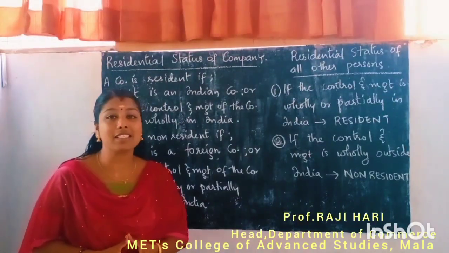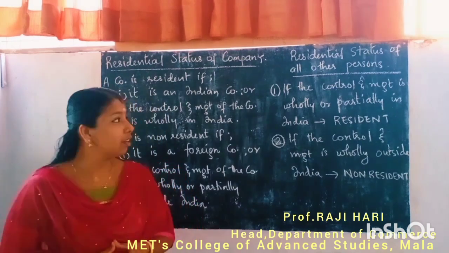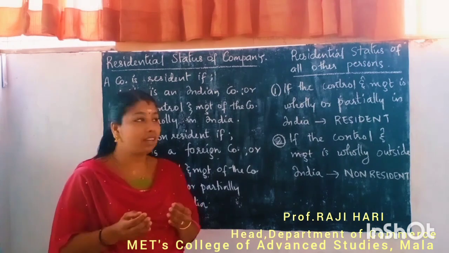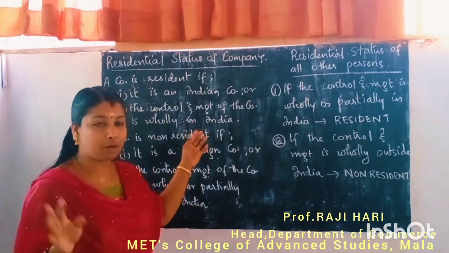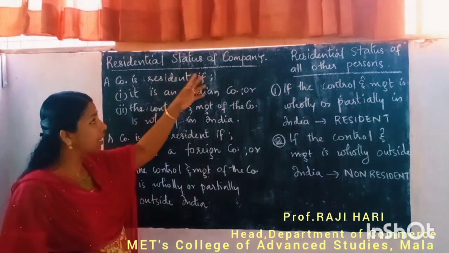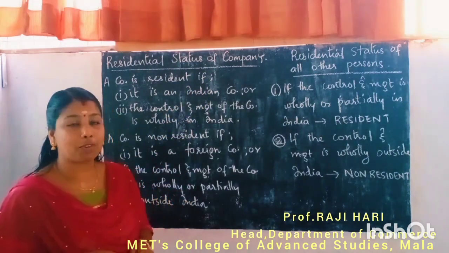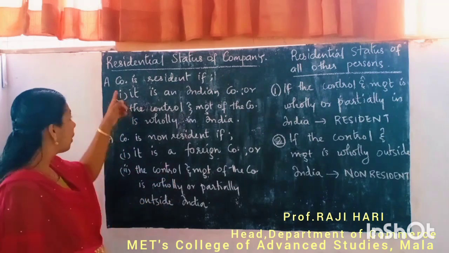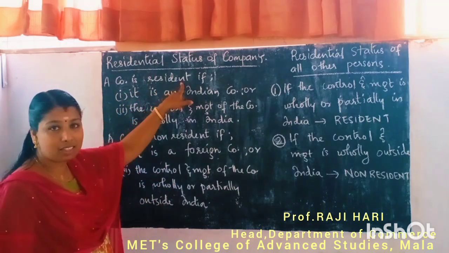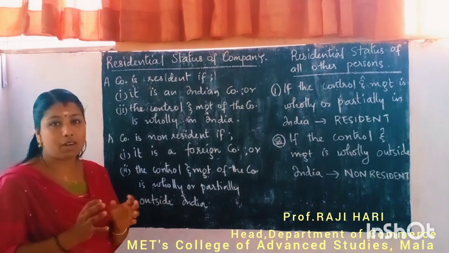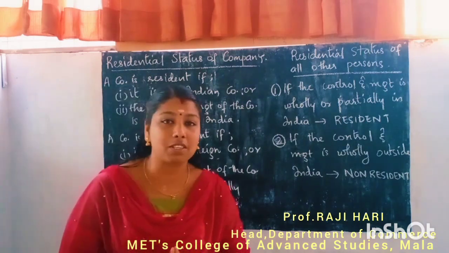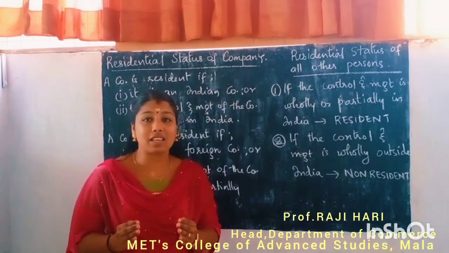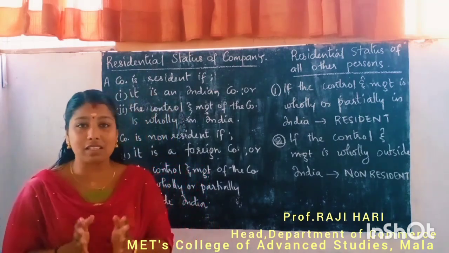Next is the residential status of a company. You know, a company is an artificial person created by law, having a separate legal entity and so on. The residential status of a company is something different from that of other persons. So it can be explained separately. A company is resident if it is determined on the basis of constitutional formation of a company. So a company is resident if it is an Indian company. You know what is an Indian company?